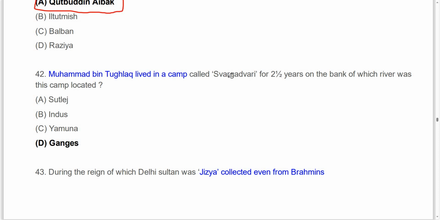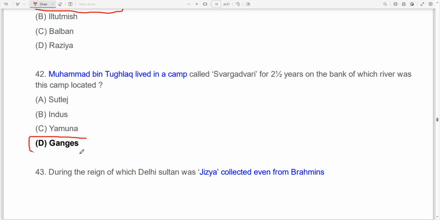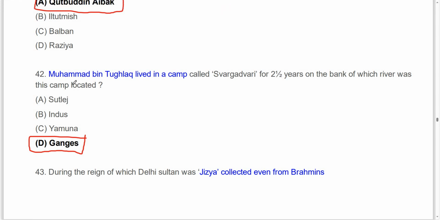Muhammad bin Tughlaq lived in a camp called Svargadvari for 2.5 years on the bank of which river? This camp was located on the bank of the river Ganges. So Muhammad bin Tughlaq lived in a camp called Svargadvari for 2.5 years on the bank of the Ganges.